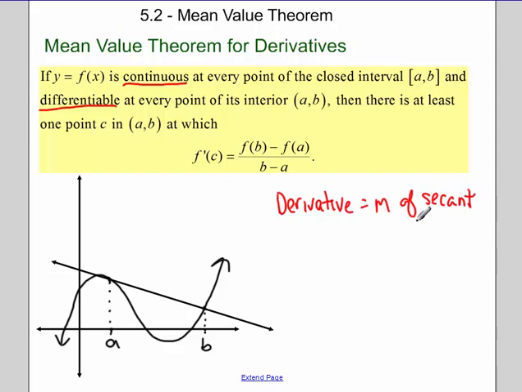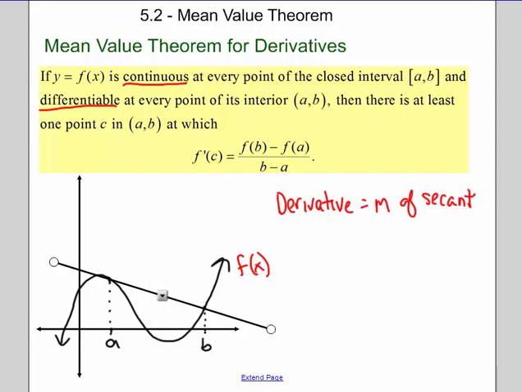So let's do a visual example, and I have a visual example down here. I have our curve, and let me name our curve f of x. So we have our curve, and I have the secant line drawn in, the line through the two endpoints. And my function is continuous and differentiable for all the points from a to b.